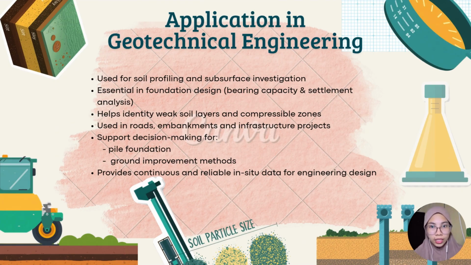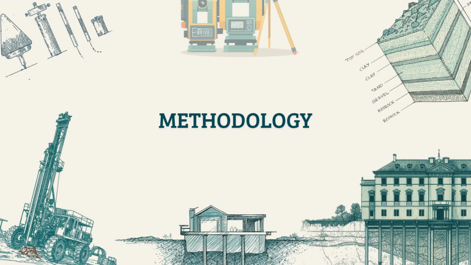CPTU data is used to estimate soil strength, bearing capacity, and settlement, especially in soft soil areas where failure or excessive settlement may occur. In addition, CPT and CPTU are commonly used in infrastructure projects such as roads and embankments to evaluate ground stability and identify weak or compressible soil zones. Overall, CPT and CPTU are important because they provide reliable in-situ data that supports engineering analysis and design decisions.